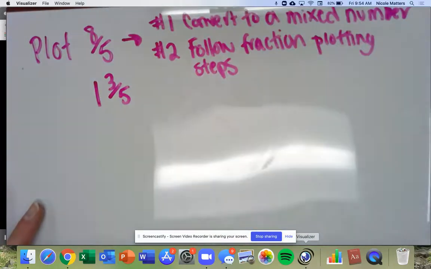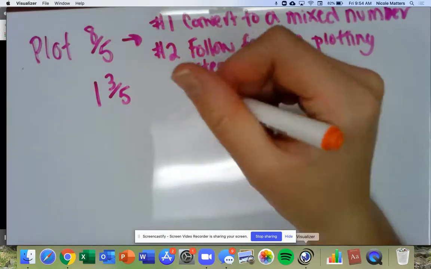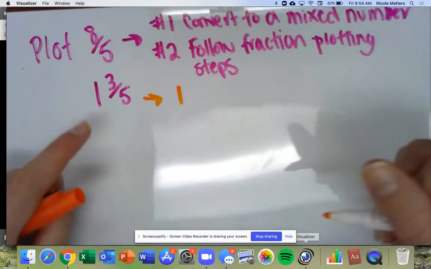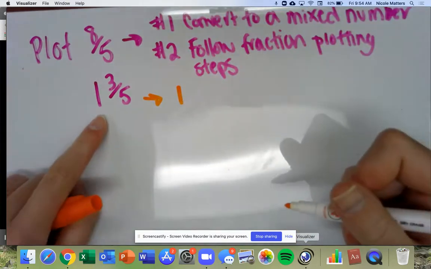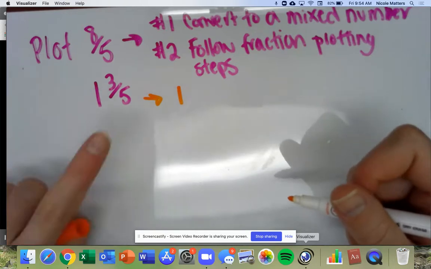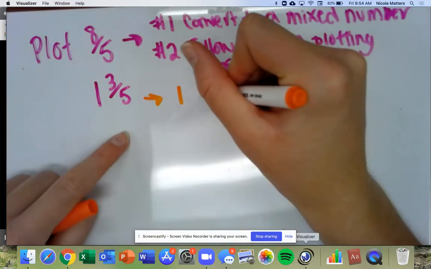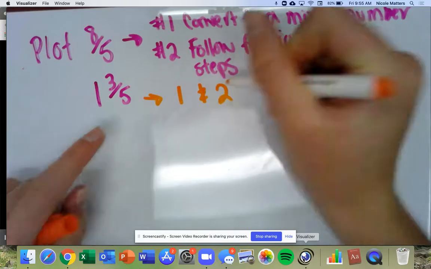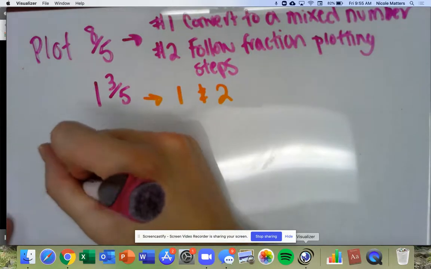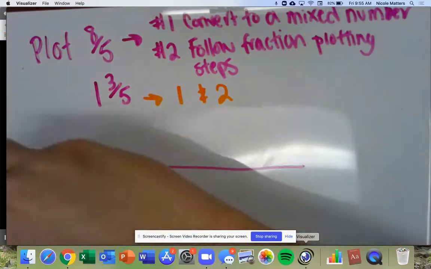So in order to locate the whole numbers that this is in between, I know 1 3/5 is in between the whole numbers of 1, because I already have 1 there as my mixed number, but it's a little bit more than 1 because I have 3/5. If it were 5/5, then I would get to 2, but I'm not there. So in between 1 and 2, I'm going to go ahead and draw my number line. Wow, that is not a straight number line. Let's try that again.